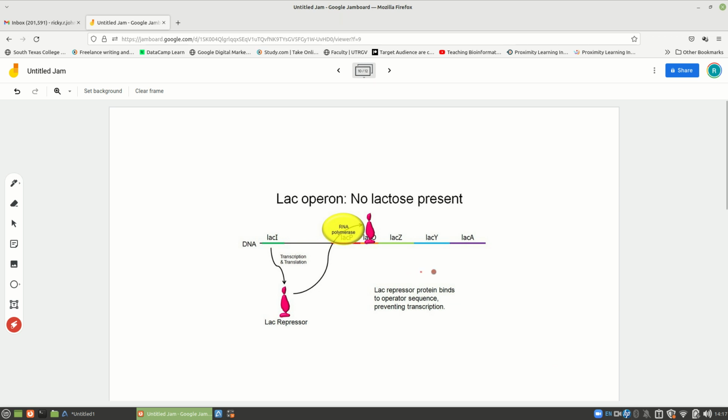Be ready for one. I have these on the Lac operon already made, but I thought I needed to make a special one for eukaryotes here.